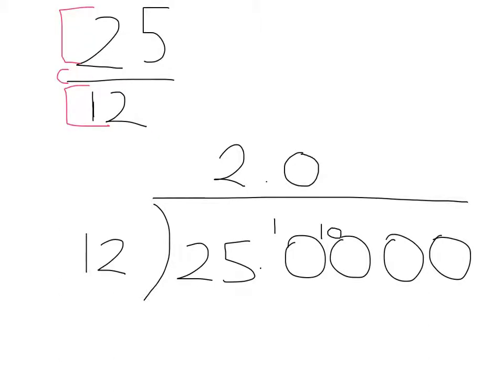So it becomes 12 into 100. Does 12 go into 100? Sure does. It goes 8 times, with a remainder of 4. 12 eights are 96. Does 12 go into 40? Sure does. It goes 3 times. 36 with a remainder of 4.